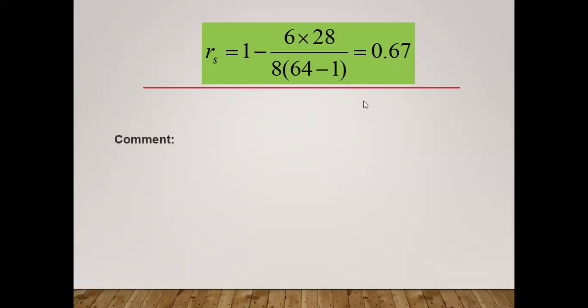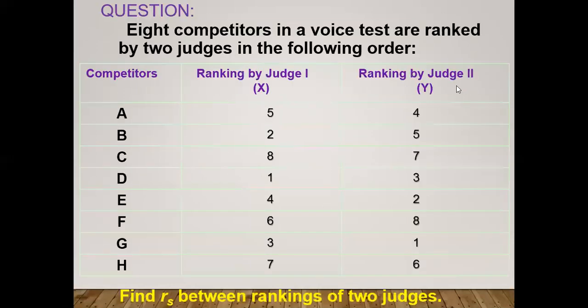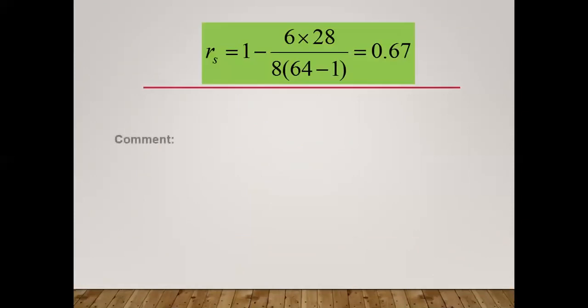So what do you think? Is the rank correlation between the two judges fair, is the relation between X and Y good or not? So what do you say? I think it's a good relation, because 0.67 means around 70%. So I think both judges are giving fair rankings.